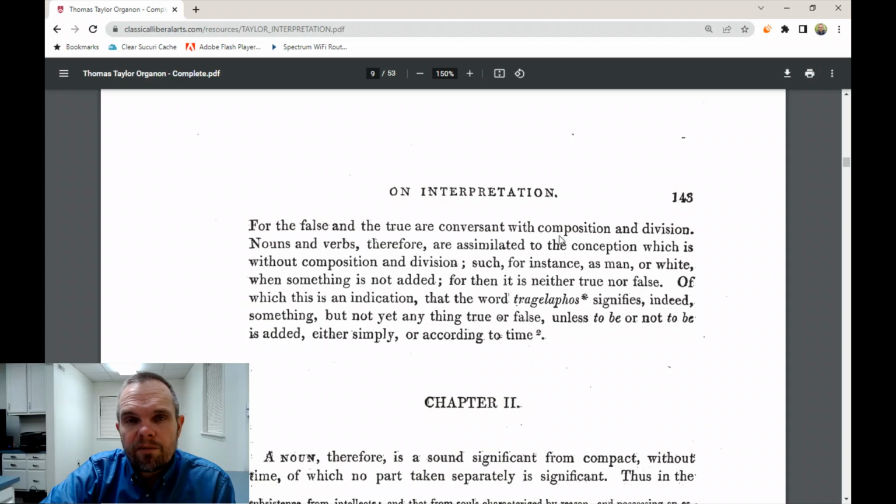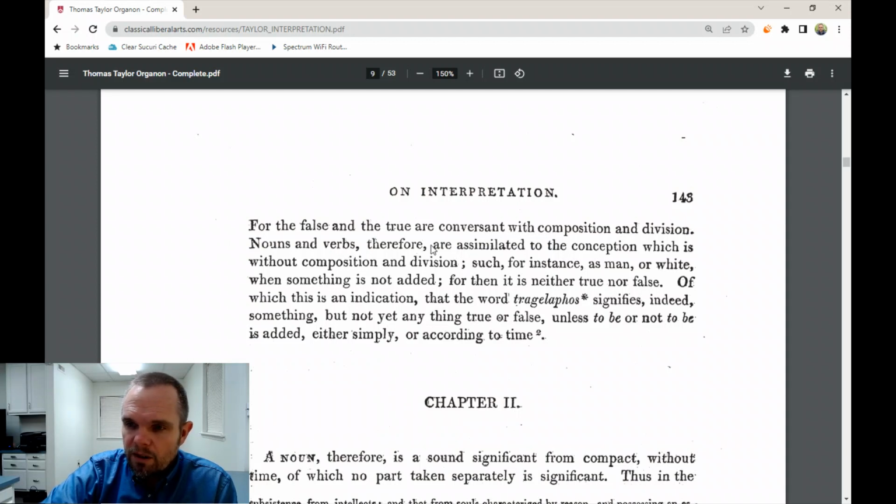And if you can't figure it out, then get in touch with me, because understanding that sentence is the whole point of this first chapter and of this whole book on interpretation. The false and the true are conversant with composition and division. Make sure you understand that.